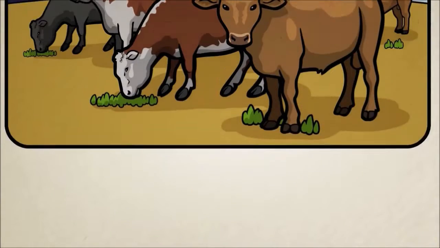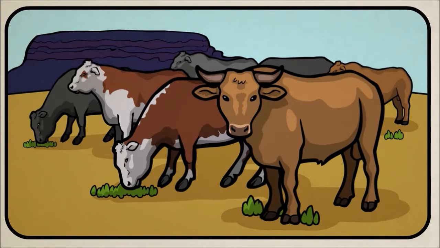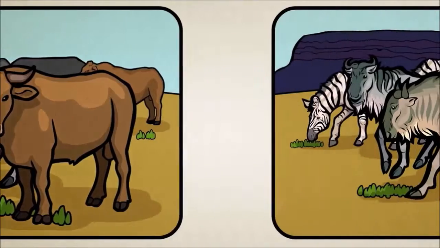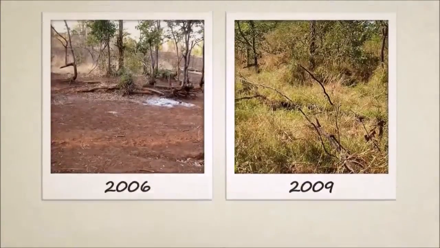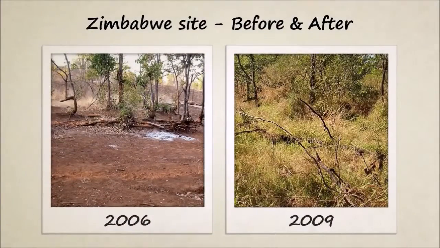Alan and his team brought large groups of cattle to a region of dying grassland. They moved the cattle in special herd formations designed to mimic the behavior of wild grazers which once lived in the area. In less than 1 year, the grasslands began to recover. After 3 years, they were thriving.